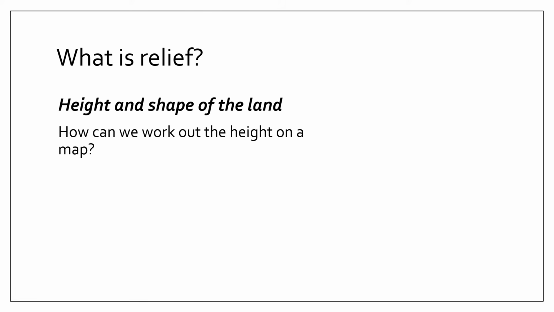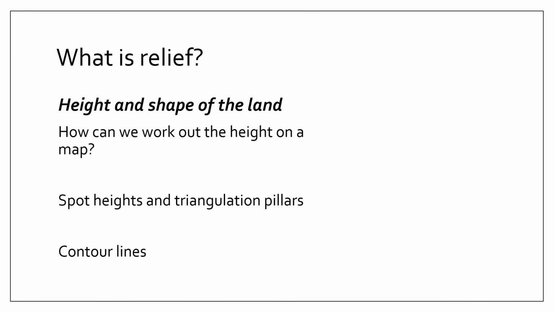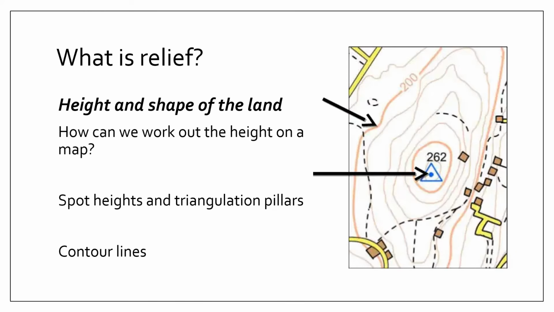So when we're talking about relief, we are focusing on the definition of the height and shape of the land. So the first bit, how can we work out the height on a map? Spot heights, triangulation pillars, or we can use contour lines. So you can see here there's a spot height or a triangulation pillar, and that tells me the highest point is 262, and then we've got a contour line here saying that it's 200 meters. So we can use that first information to tell maybe the highest point, the lowest point, the average height, and things like that. So that's the first part of the definition.